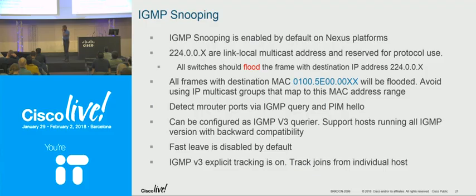IGMP snooping. One important difference to note here is that IGMP snooping is enabled by default on all the Nexus switches, but unlike the traditional switches, IGMP snooping is basically done based on IP and not MAC. So IGMP snooping and forwarding is actually based on IP address, though it is at layer 2. Can anyone guess why? Why do we need this?